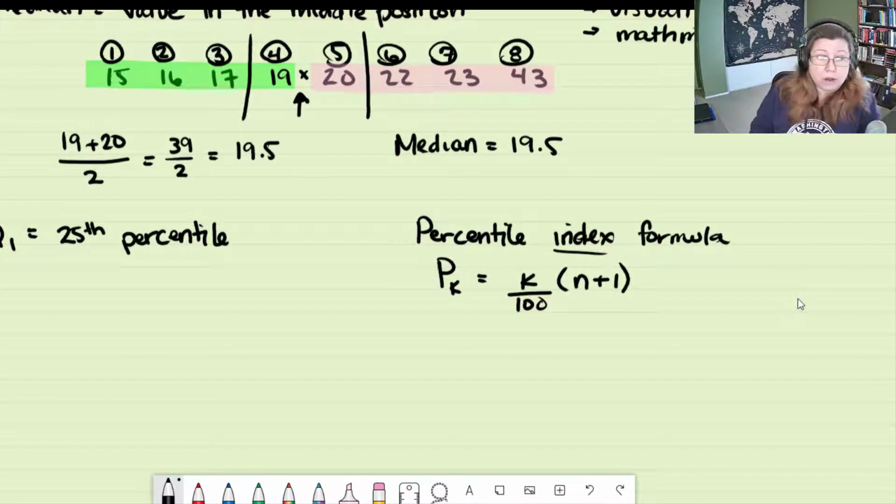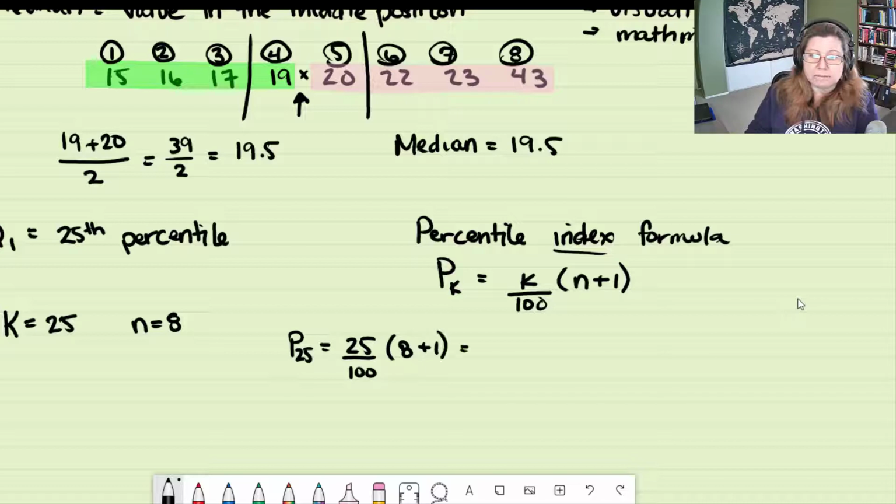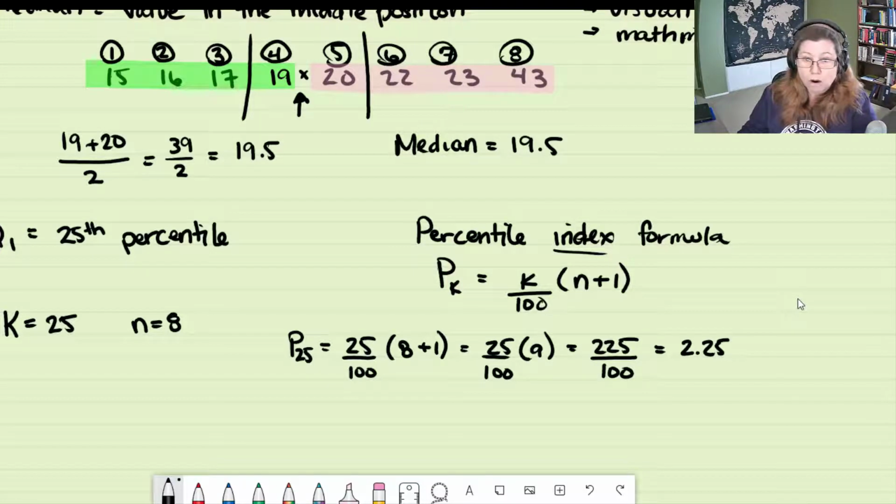Okay, so I know in this case, since I'm looking for the 25th percentile, K is 25, and N is the 8 values that we have listed. P of 25 will equal 25 divided by 100 times 8 plus 1. 25 divided by 100 times 9. That's going to be 225 divided by 100. That's 2.25. So I'm looking for position 2.25. Okay. This is the position.